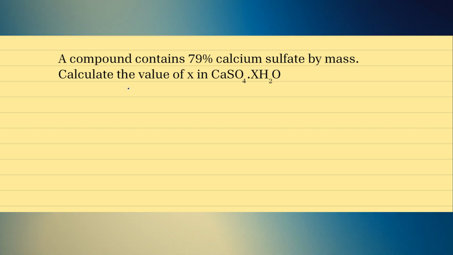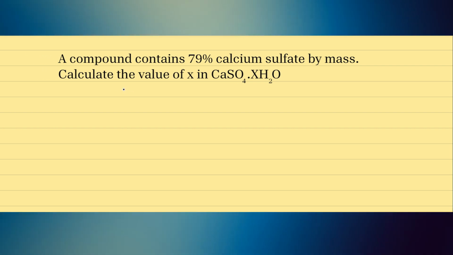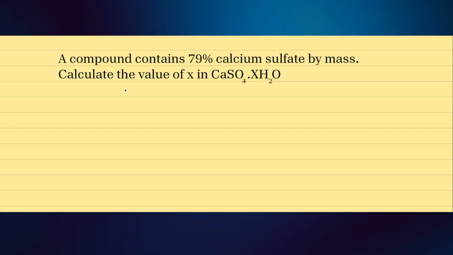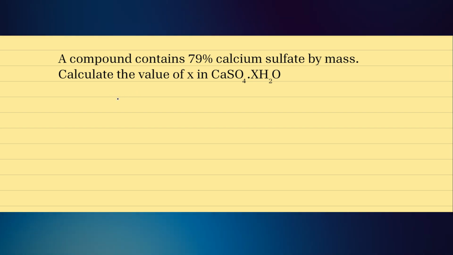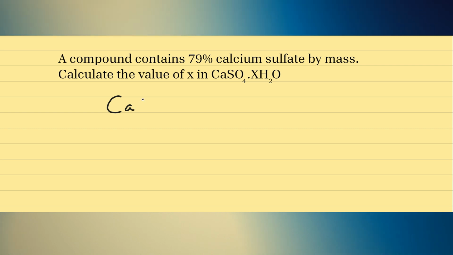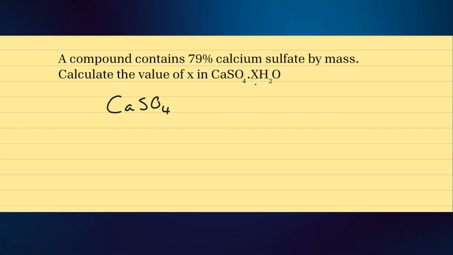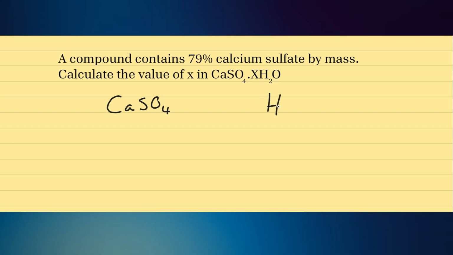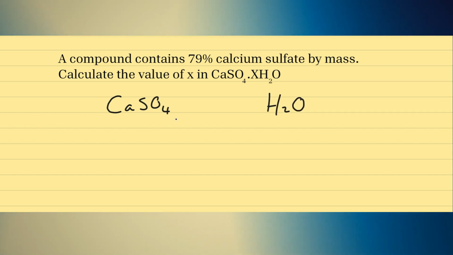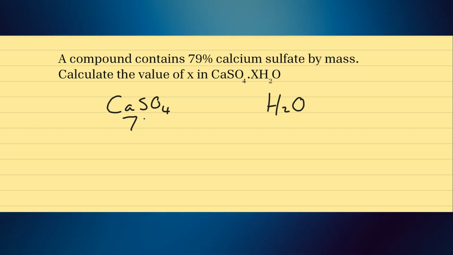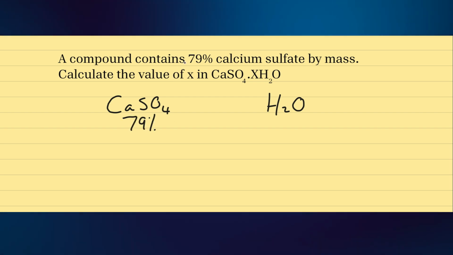Here's a more complicated empirical formula question, but it works exactly the same way as a normal empirical formula question. So our compound contains 79% calcium sulfate, which I'm going to write at the top as I normally would, but it also contains some water, and we want to find out how much of this, X, is water. Now already they've told me that I have 79% CaSO4 as it says in the question.